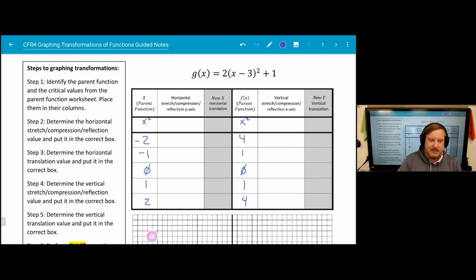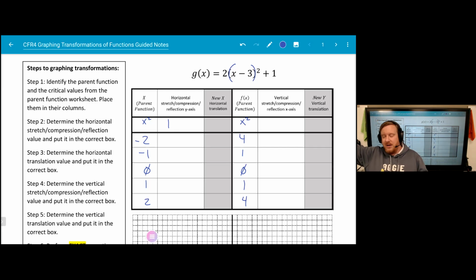That is step 1. Step 2 says determine the horizontal stretch compression reflection value and put it in the correct box. So horizontal would be anything that's being squared, anything multiplying on the inside of those parentheses that's being squared. And in this case, we don't have a value that's going to stretch or compress or reflect in a horizontal way. So we're going to call this value 1. You'll see why in a second. Okay, 1, because it's not stretching. It's not less than 1. It's not compressing. It's not greater than 1. There's no reflection. It's not negative. So it's just multiplying by 1.